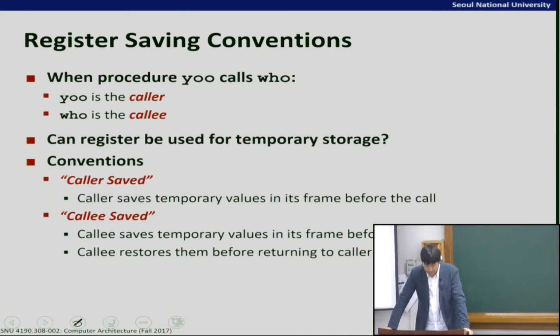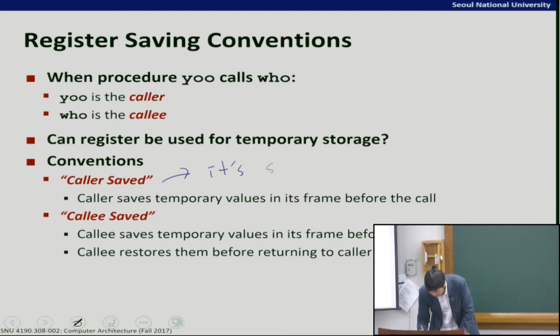So there are two types of registers. The first one is caller saved registers, and the second one is callee saved registers. Okay, so caller saved registers means it's the caller's responsibility to save temporary values in its frame before the call. In other words, caller saved registers are safe for the callee to use as temporary registers.